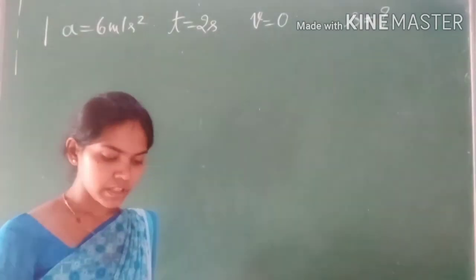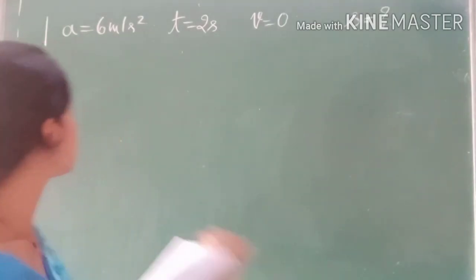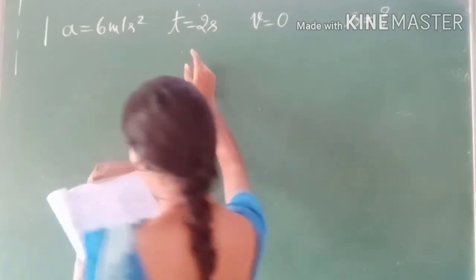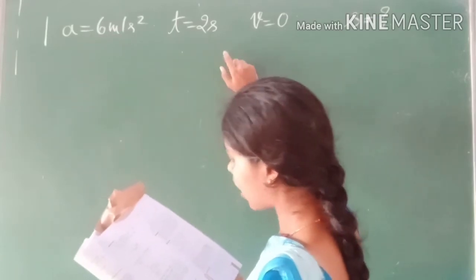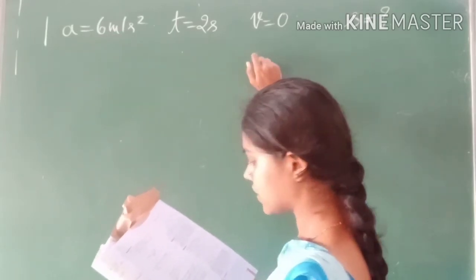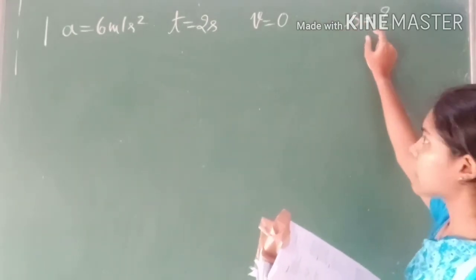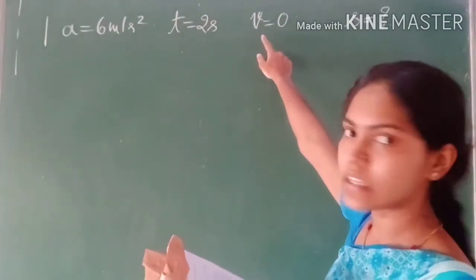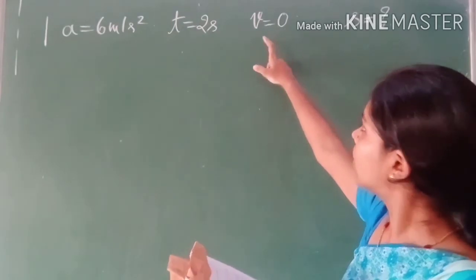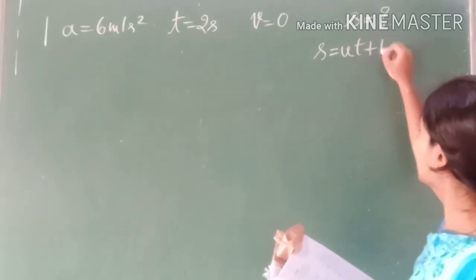Example 8.7. The brakes applied to a car produce an acceleration of 6 meter per second square in the opposite direction to the motion. If the car takes 2 seconds to stop after the application of the brakes, calculate the distance it travels during this time. So they have given acceleration and time, and they asked you to find the distance traveled by the car. See that it came to rest, that means final velocity is 0, and in order to find the distance traveled, s is equal to ut plus half at square.